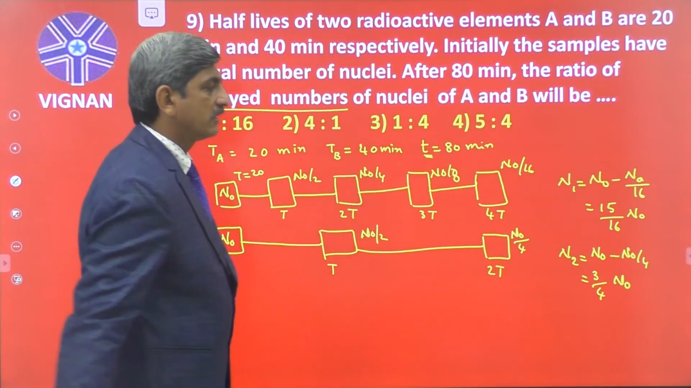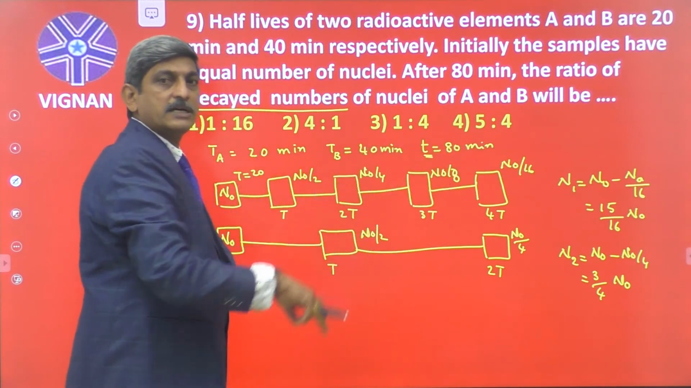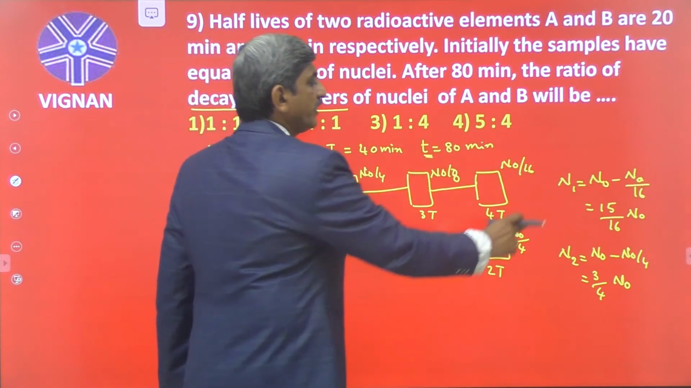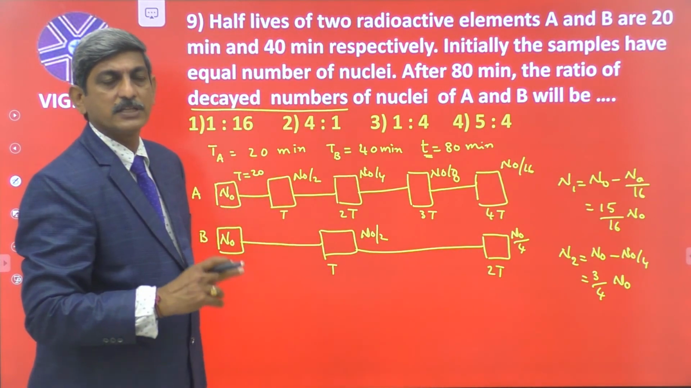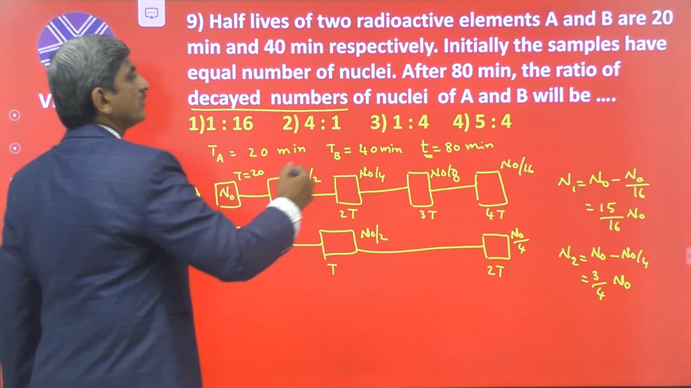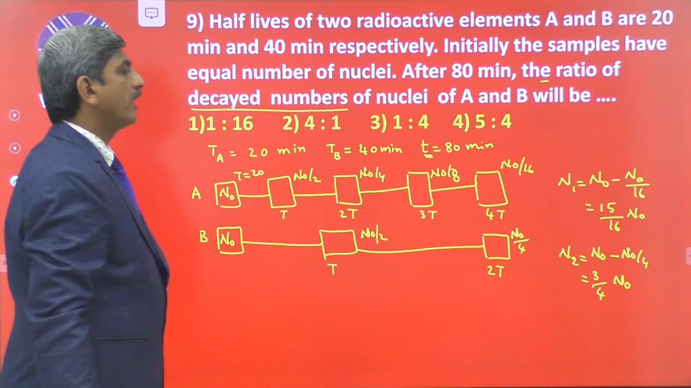See here what we have done. First we calculate the remaining number of the nuclei after the given time. From that we determine the number of the nuclei decayed for the first sample and for the second sample. And we want to determine the ratio of the decayed number of the nuclei of A and B.